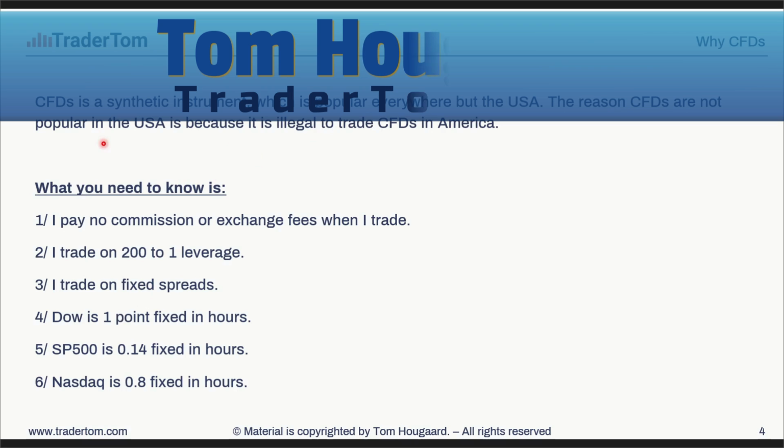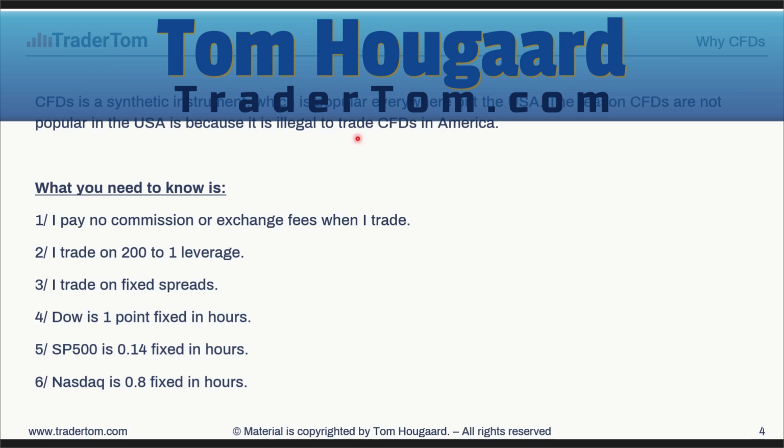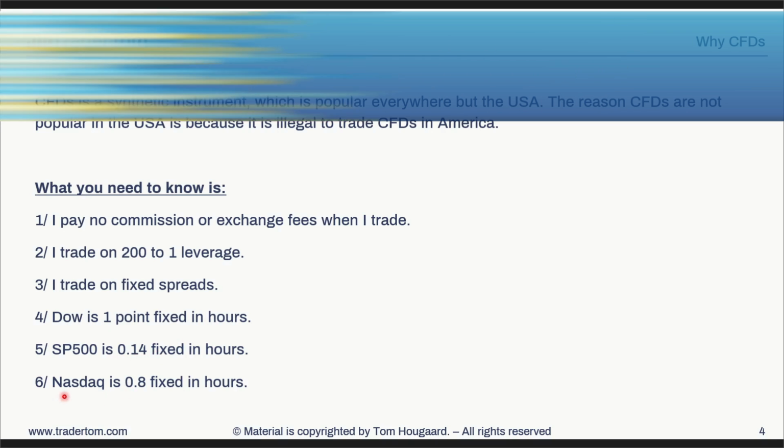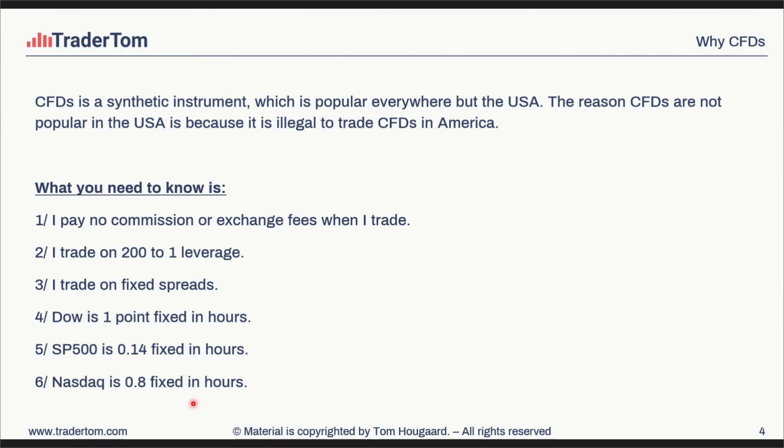The reason why it is not popular in the USA is because it's illegal in the USA. What you need to know is I don't pay commission or exchange fees when I trade. I trade on 200 to 1. I trade on fixed spreads. Dow is always 1 point fixed in trading hours. S&P 500 is 0.14. You trade on 0.25. And NASDAQ is 0.8. This is in trading hours.